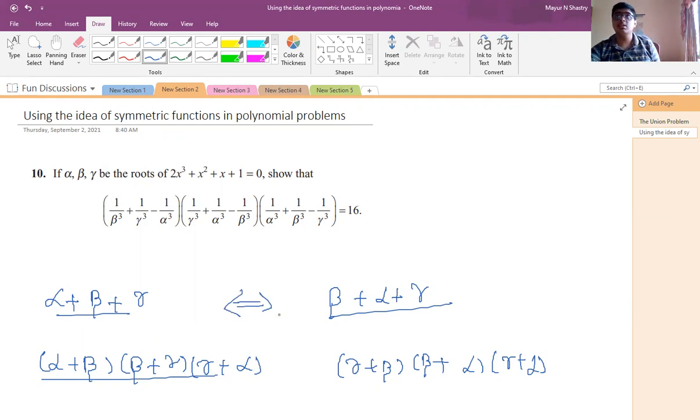So symmetric functions are those functions where, let us say there are n variables, you change any two of them, and the expression remains unchanged. So that is what symmetric functions are. We would tackle this problem using symmetric functions.